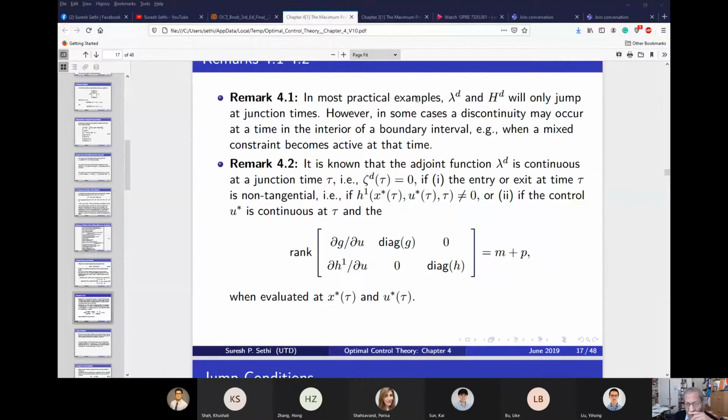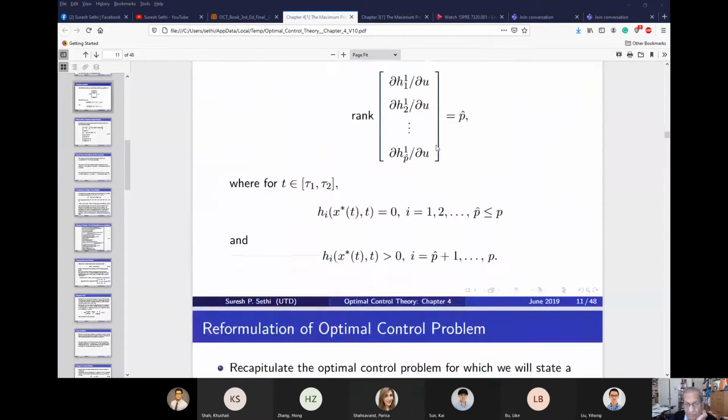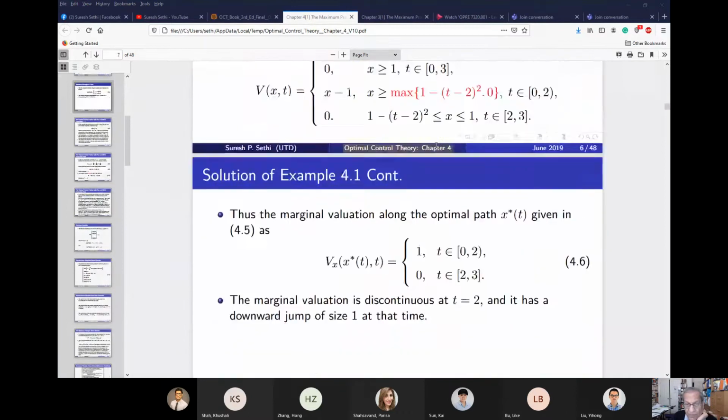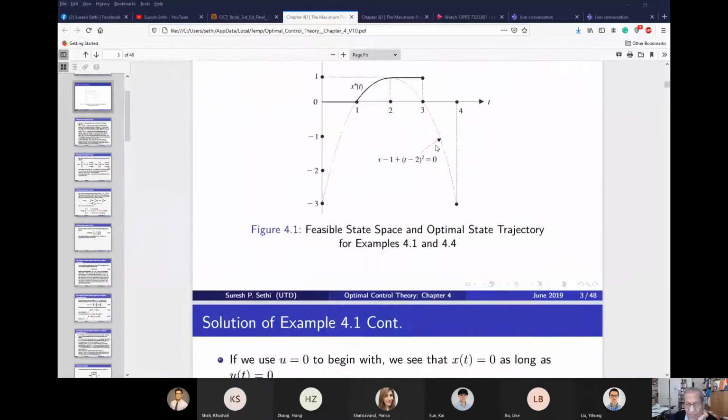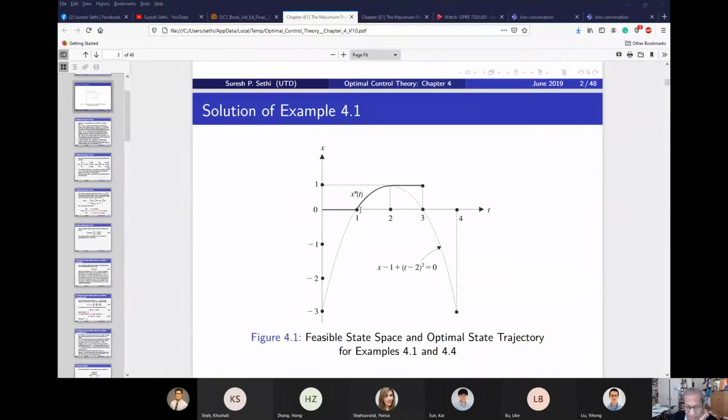In most of the problems, the jump will happen only at junction times. However, there are cases where discontinuity may happen in the interior of a boundary interval. This happens when a mixed constraint becomes active. So what they're saying is the following. Usually the jumps are either here or here. These are the junction points. But what if the jump is here?